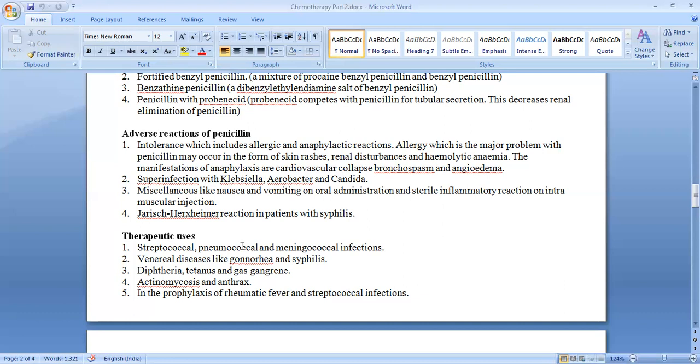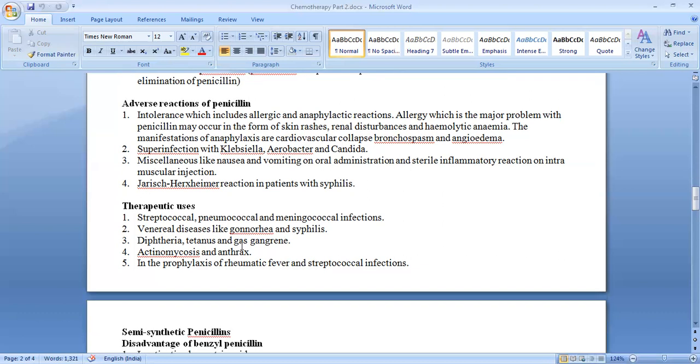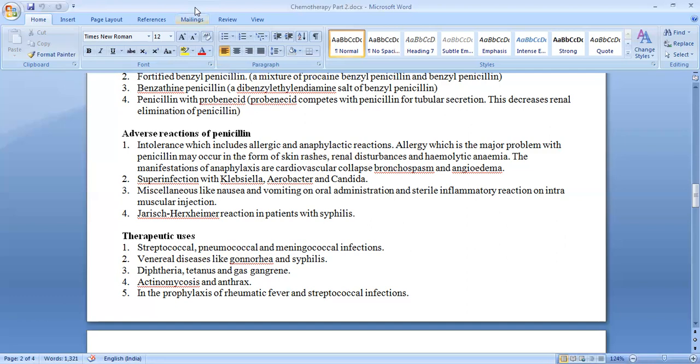Because of all these adverse reactions, penicillins are effective, no doubt, but the newer forms of penicillin are used rather than the old molecules of penicillin. And if it is possible to use some other antibiotic, then those antibiotics are preferred. So we'll stop here for now, and the semi-synthetic penicillins we will go to in the next class.